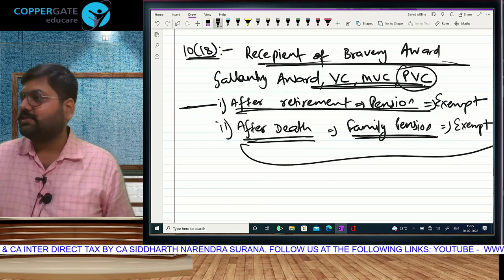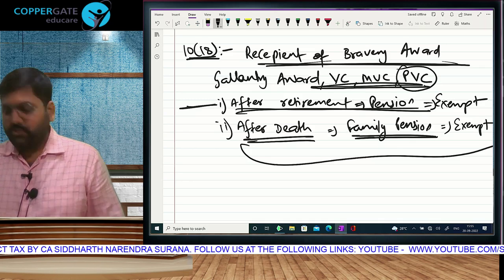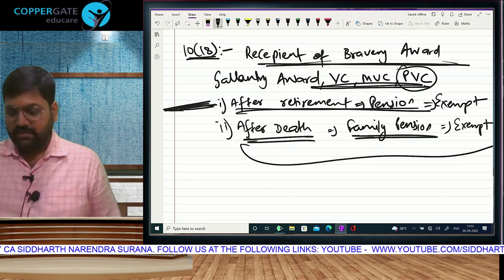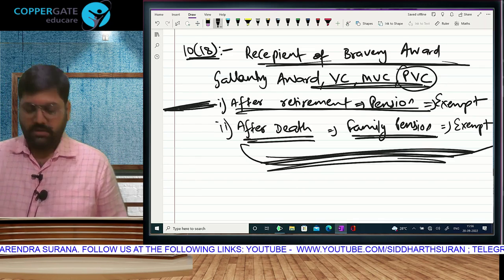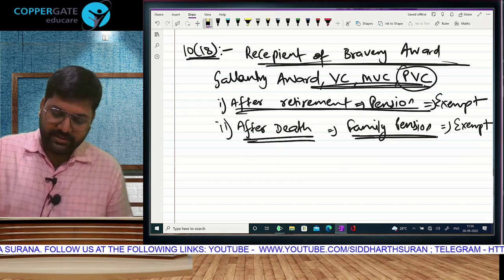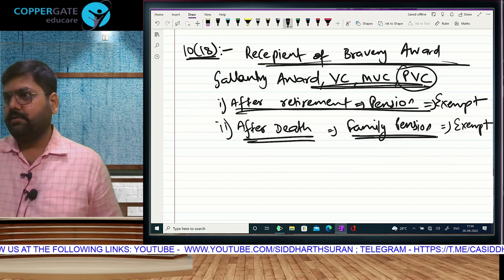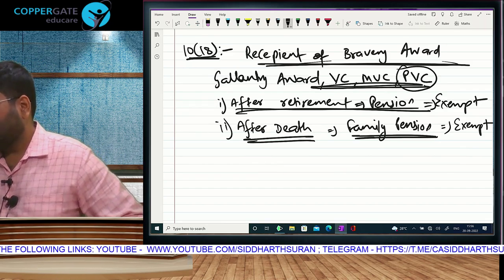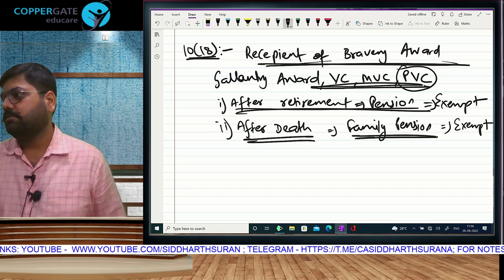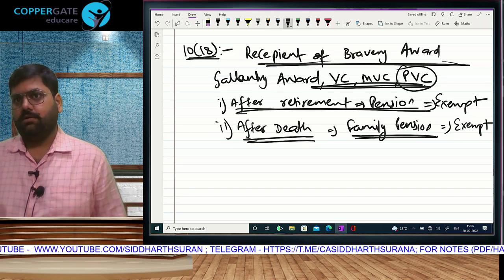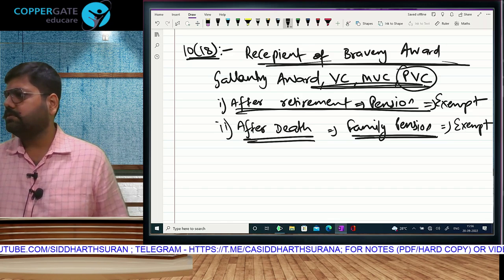And there may be cases where, especially a case like Paramvir Chakra, this didn't start only on day one. Say it is this because you died on duty. If we had stopped here, this would have been unfortunate because they would have been made to pay tax. So that is why I said, receiving an award is important for this section. You retire and you are alive and you get a pension, you get exemption. You die, family gets pension, family gets exemption. No tension.